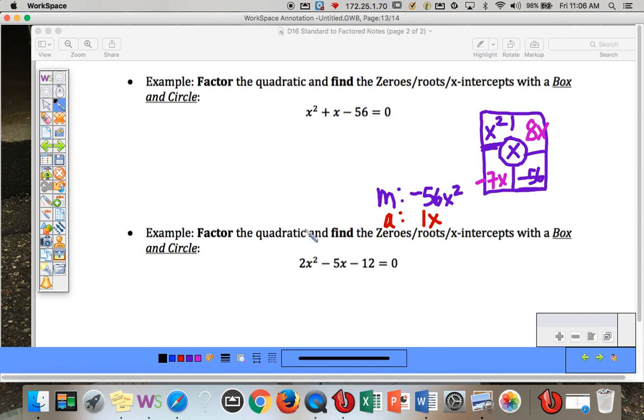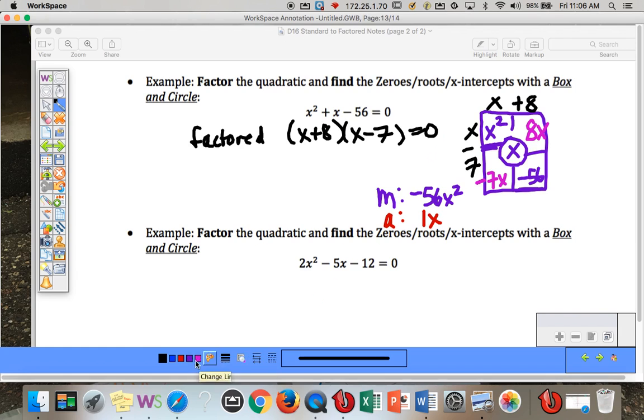So let's get the outside of the box. We'll get x and x, plus 8, minus 7. So this is the factored form. X plus 8, x minus 7. We want to know when that equals 0. And so the zeros are x equals negative 8 and x equals 7.